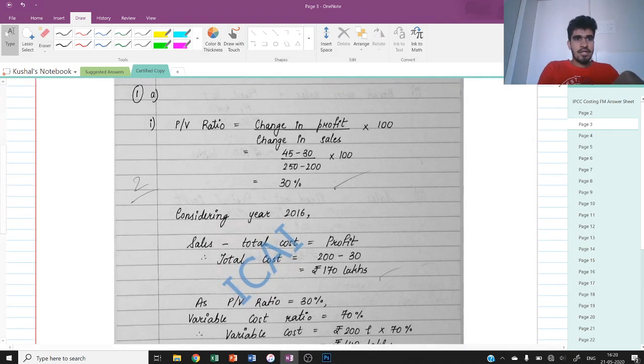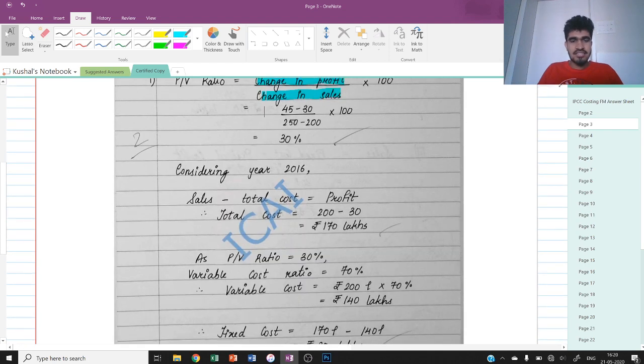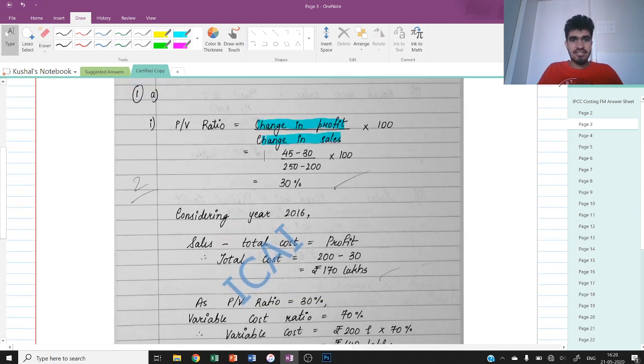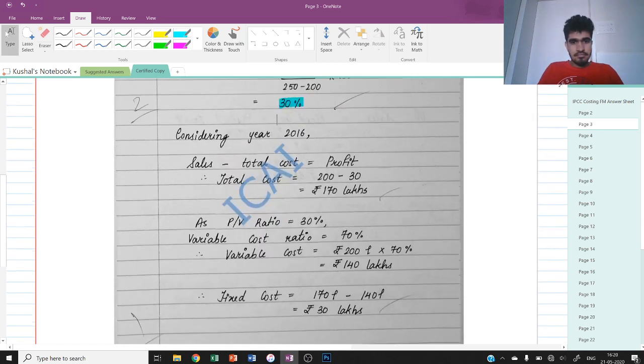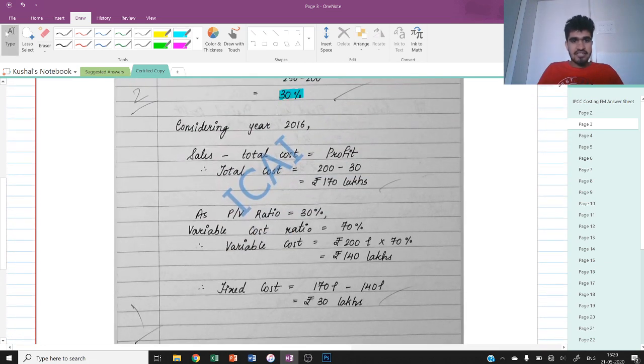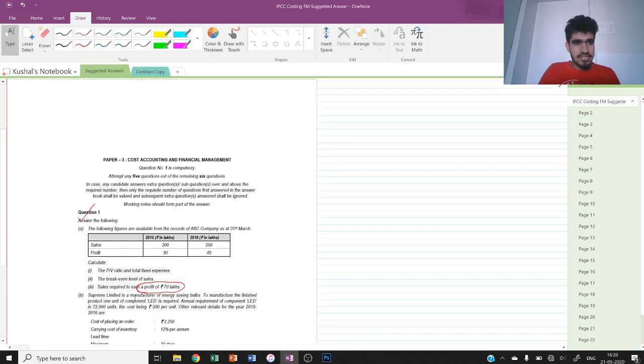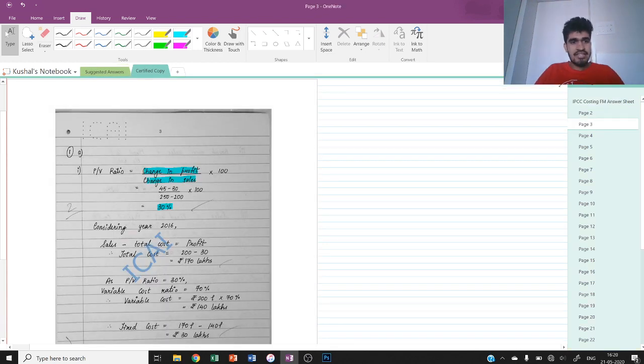Okay, so the formula of PV ratio is nothing but change in profit upon change in sales. Therefore, PV ratio is what? Change in profit upon change in sales. Both the years' profits and sales have been given, and the answer comes to 30%. Now, I have calculated the fixed cost. If you read the question, they have asked us to calculate the break-even level of sales. Before that, we are required to calculate the total fixed expenses. So it's also fairly easy.